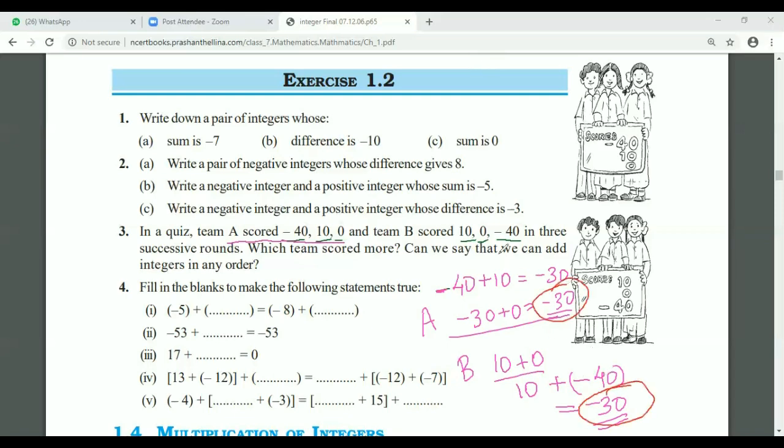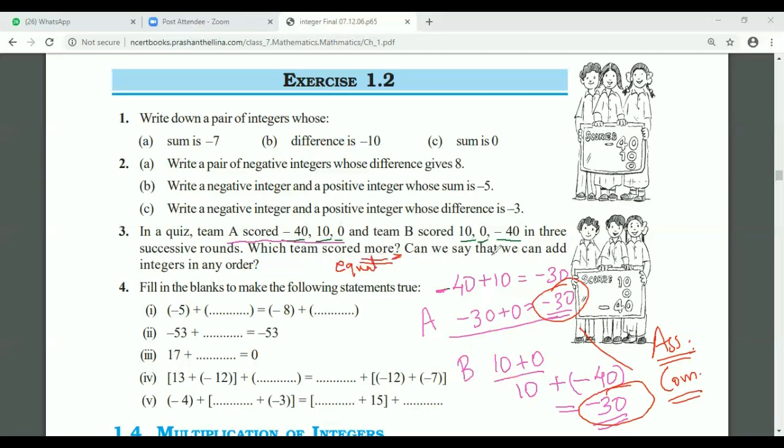So you can see we can do the addition in any order, which we have already seen as a property, called the associativity property, and we have also seen the commutativity property. So using these two properties we can revise these things and directly answer this. So which team scored more? Both teams have equal scores. That's the answer for this first question.